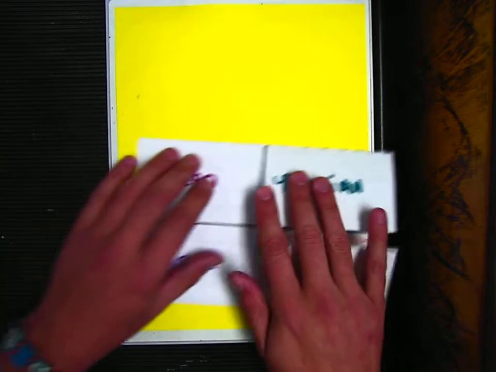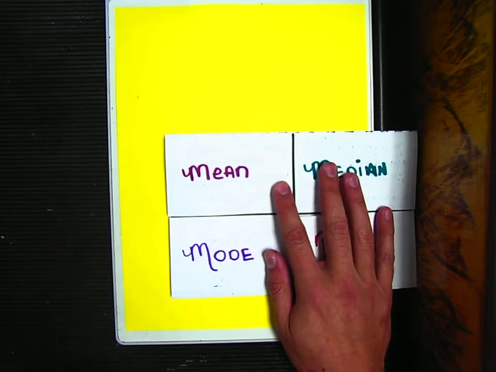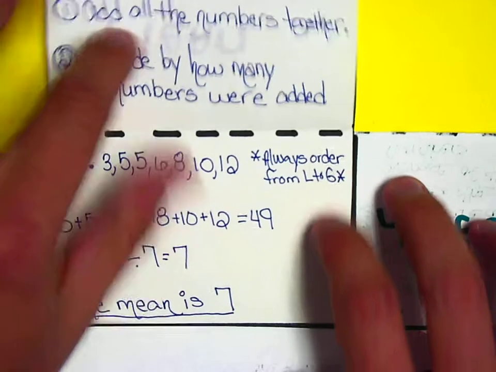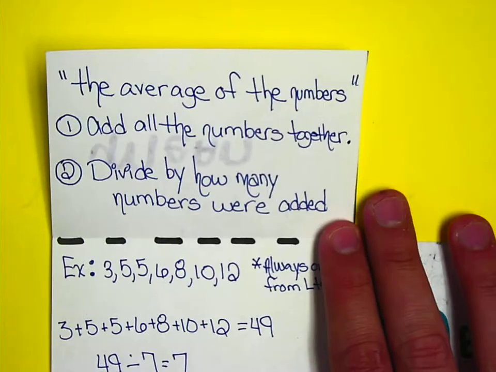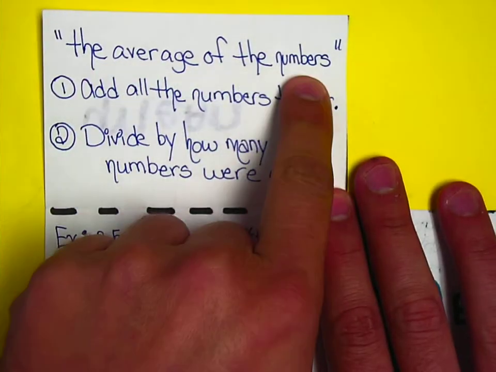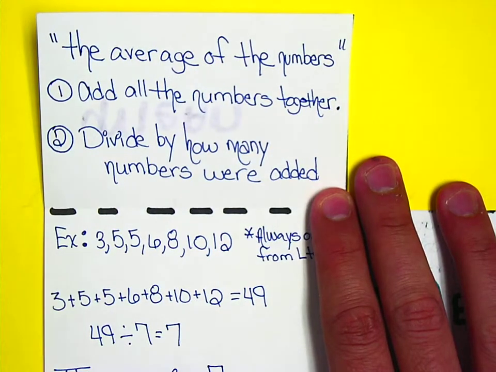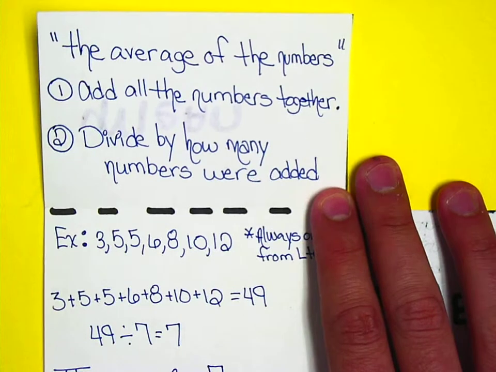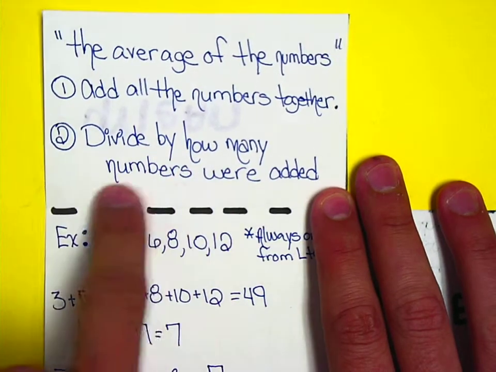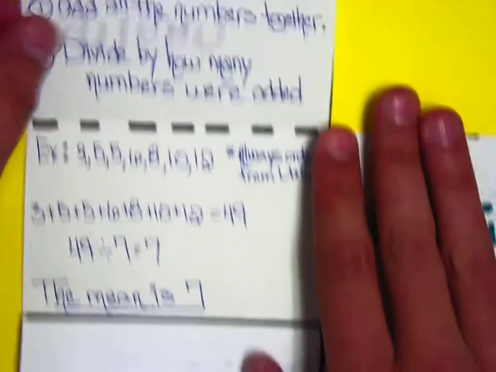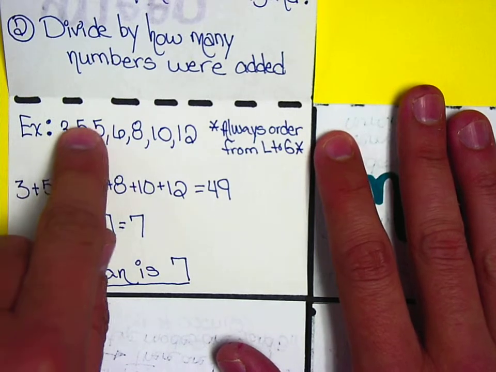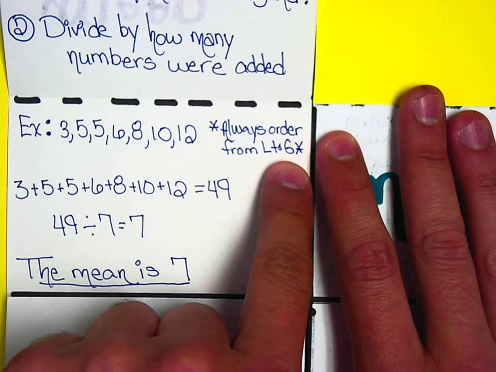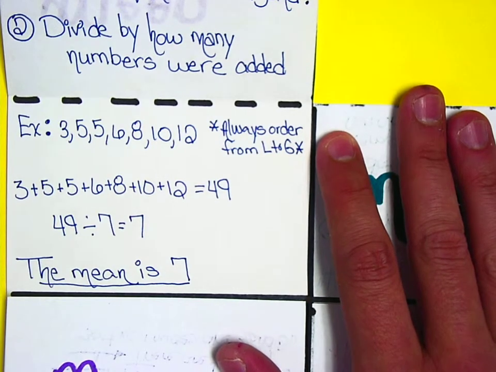Now, after labeling your paper, let's go ahead and discuss the mean first. Now, the mean is going to be described as, it says on top here, the average of the numbers. And to find the mean or the average, there's only two steps you have to follow. First, you add up all the numbers that you have together, and then you divide by how many numbers were added. For example, here I have a data set, 3, 5, 5, 6, 8, 10, 12. I have a little note here that says always order from least to greatest. That's something you should always do with all your data.